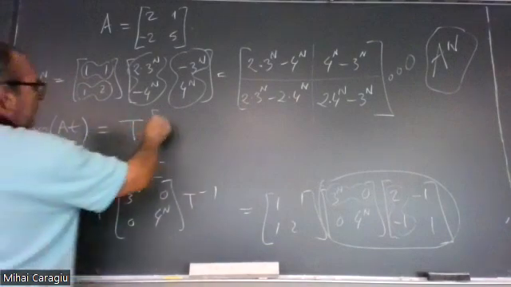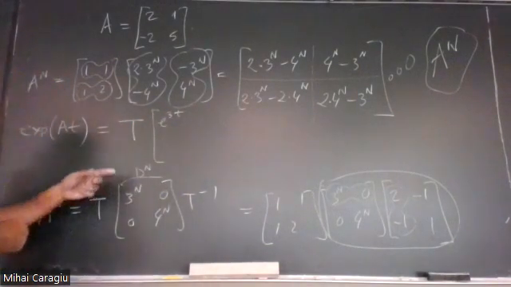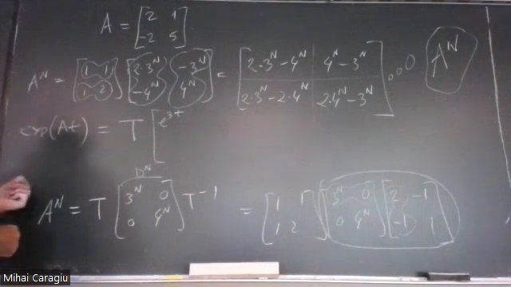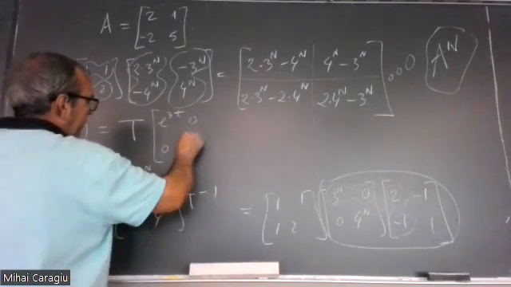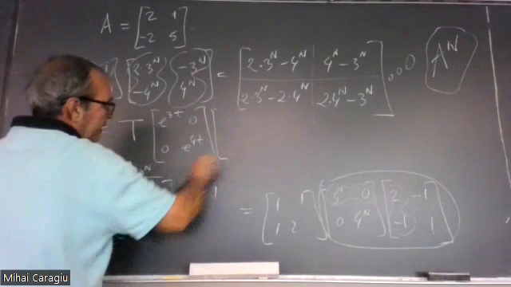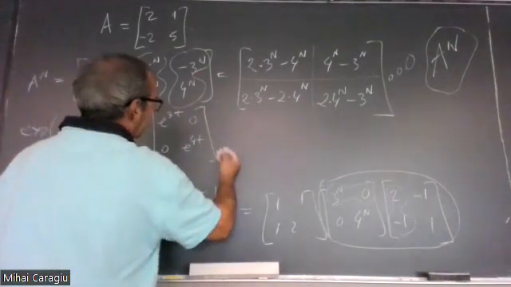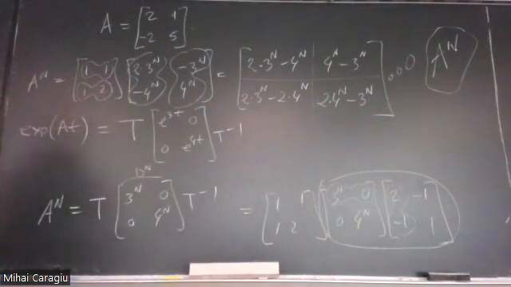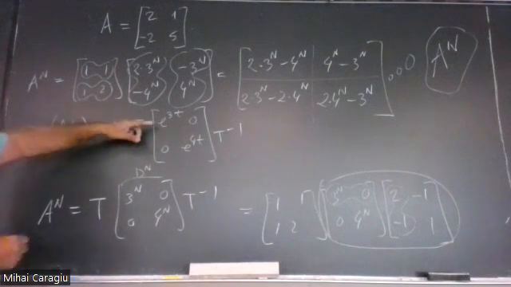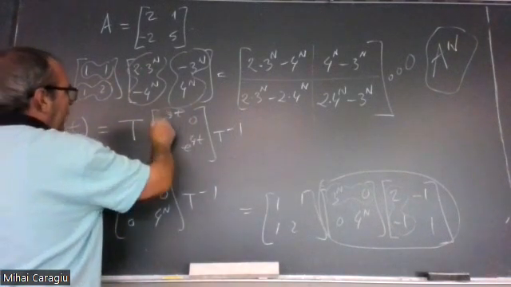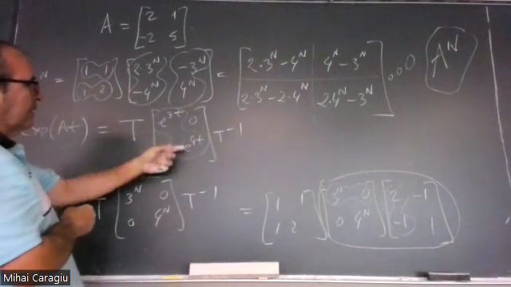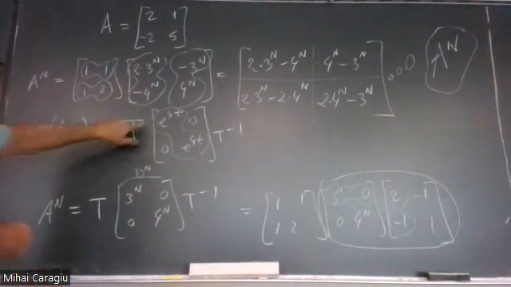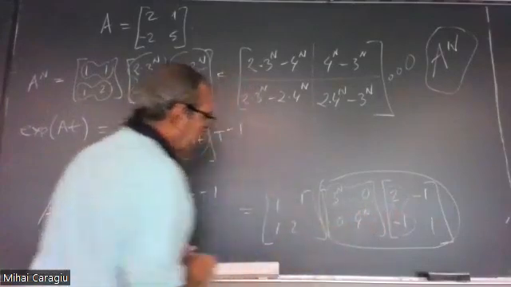So e to the power 3t. We apply the function e to the power At to each eigenvalue: e to the power 3t, 0, 0, e to the power 4t, times T inverse. I put T inverse here. There's the formula for exponential of At. In other words, the exponential function applies to the diagonal entries 3 and 4: e to the power 3t, e to the power 4t. And then, of course, with capital T on the left, capital T inverse on the right, like we did here.